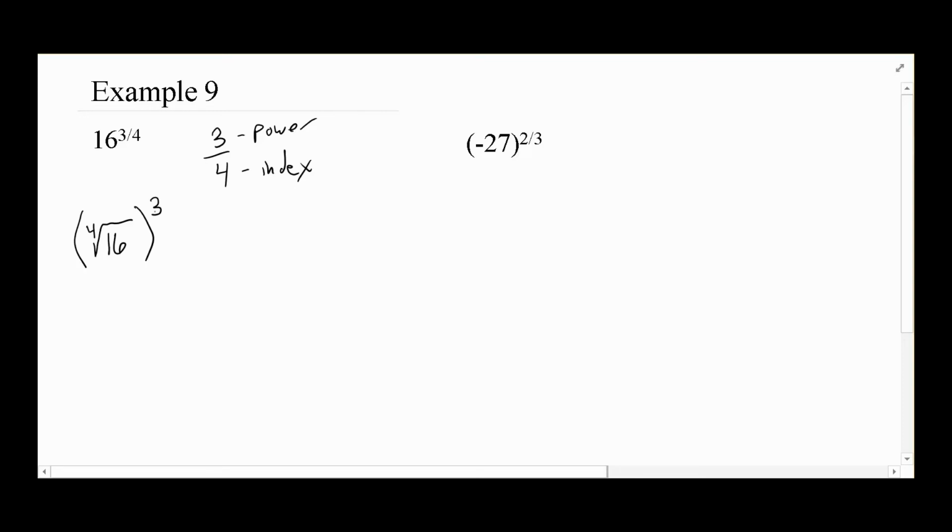I would rather say the fourth root of 16, that's 2. And then 2 to the third power, that's 8. That's our answer to 16 to the 3/4 power: 8.